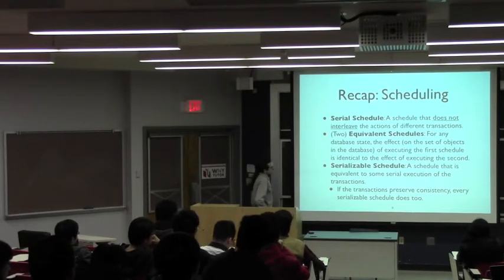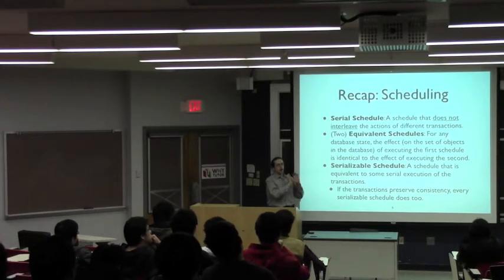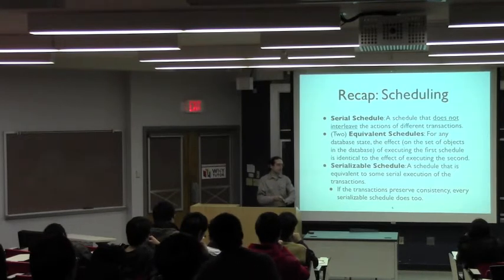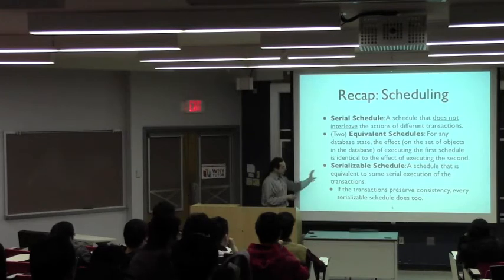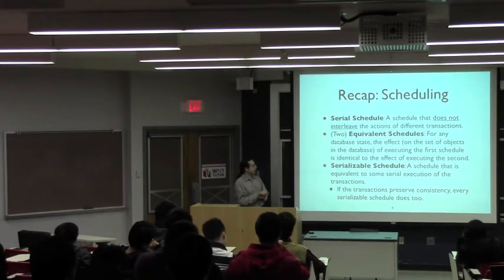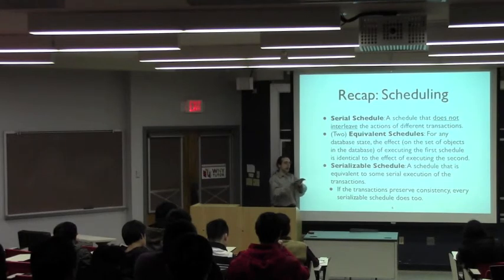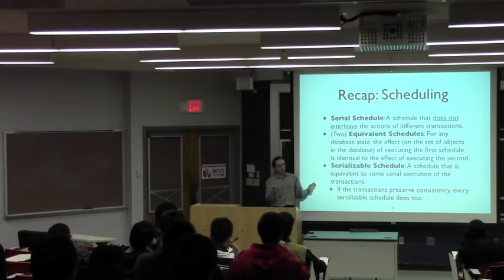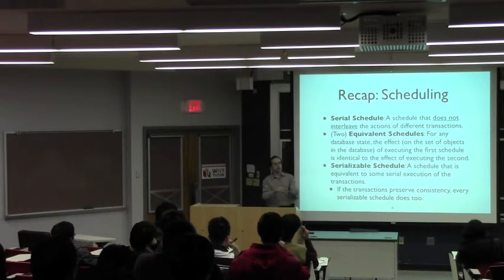Okay. A serial schedule is a schedule in which you execute transactions in their entirety in one go. So execute all of the operations for transaction one, all of the operations for transaction two, and so forth. A serializable schedule is one that does allow interleaving, and we have this definition of equivalence: two schedules are equivalent if their outcomes are identical on any database. So regardless of the data that goes into the schedule, regardless of the database when you start off, two schedules are equivalent if they transform the database in the same way.